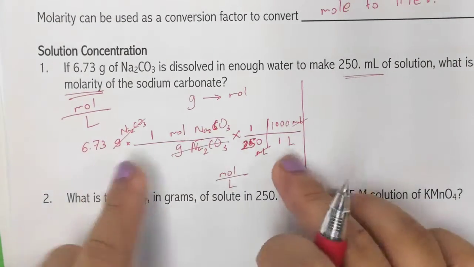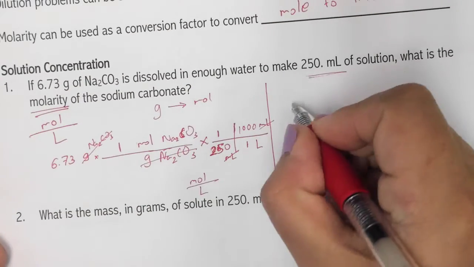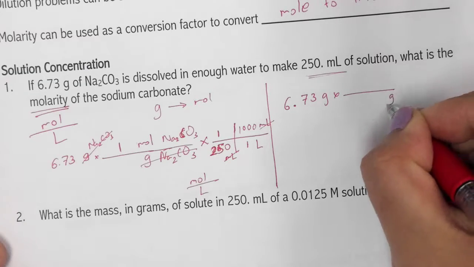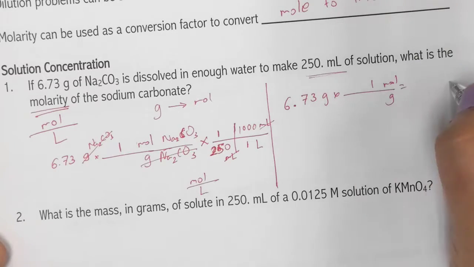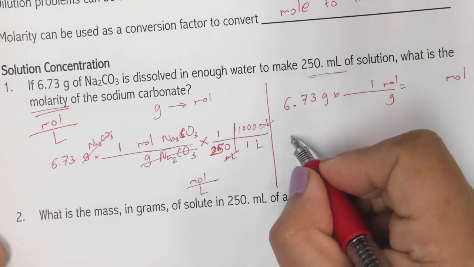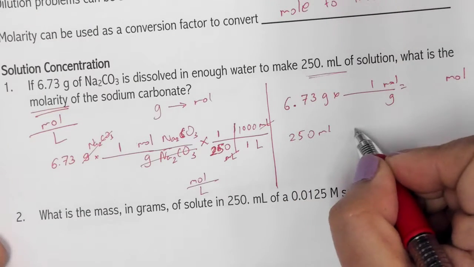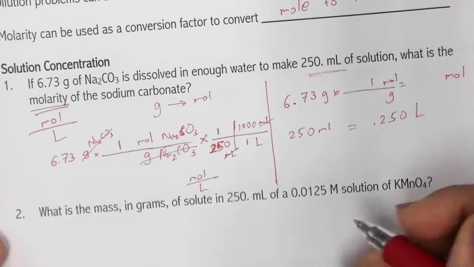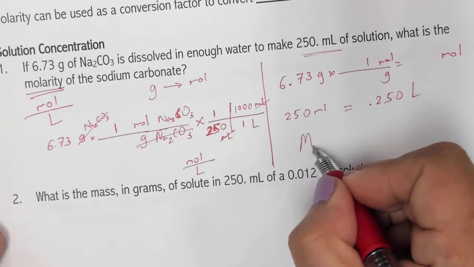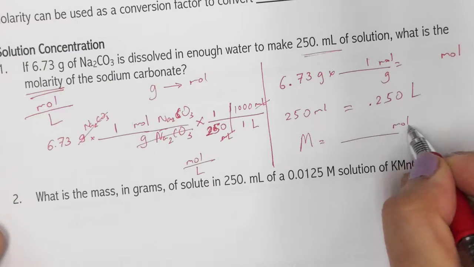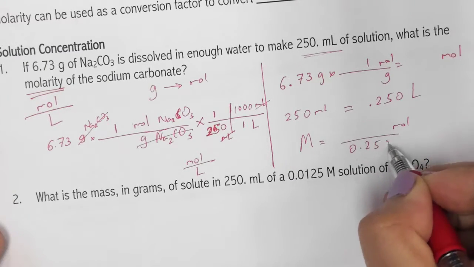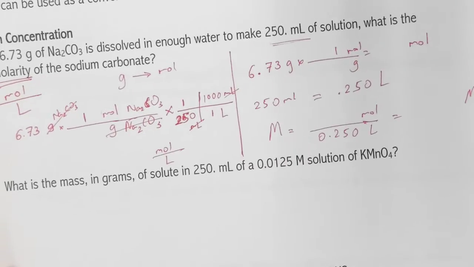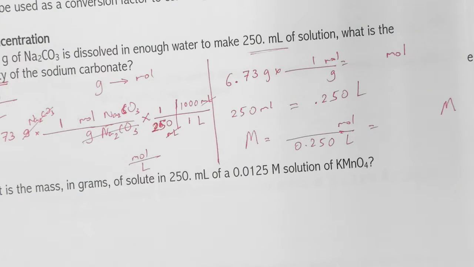Or you can solve this as two separate things. You can say 6.73 grams, convert grams to mole, and then you get the moles. Then you can say 250 milliliter is basically 0.250 liter, and then molarity is equal to mole over liter, and solve for that, and you're going to get a molarity. So you can also do it that way. Oh, you have to solve it. Yeah, I haven't solved it yet.